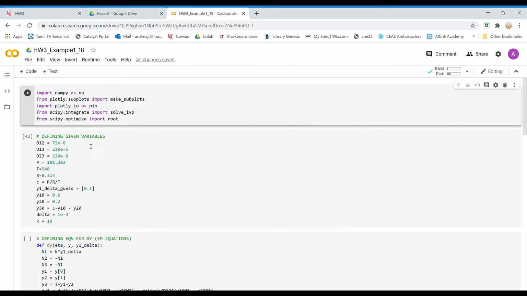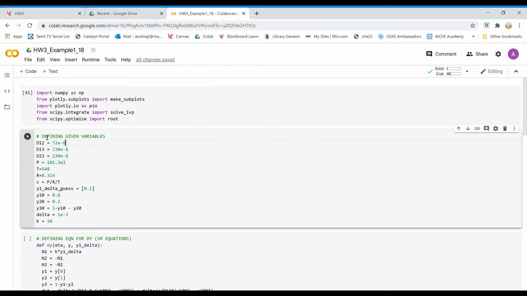The first section of code here is where I'm defining the given variables. The first three are diffusivity coefficients, which were given in the problem. And then we have our pressure, our temperature, our gas law constant. And then here is the definition of our concentration because it's an ideal gas. Then here's where we're making our Y1 delta gas.